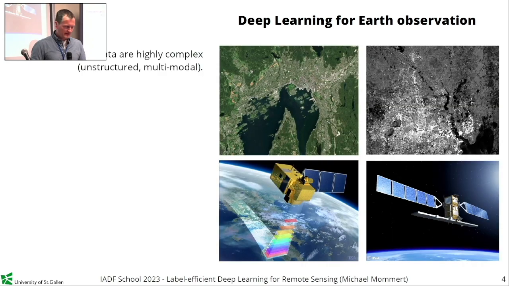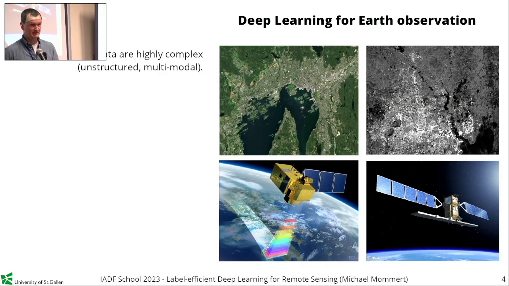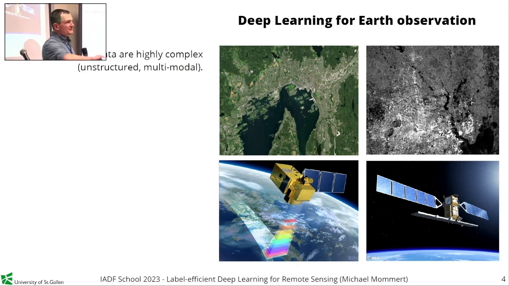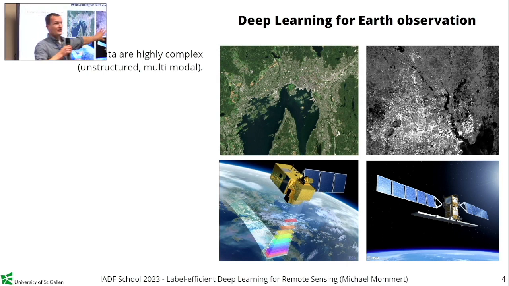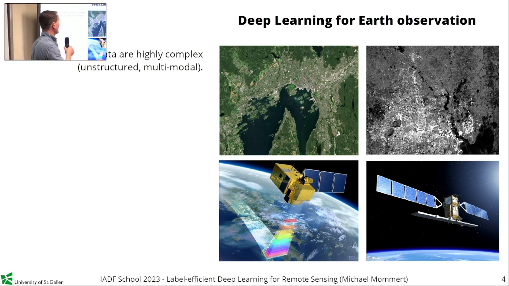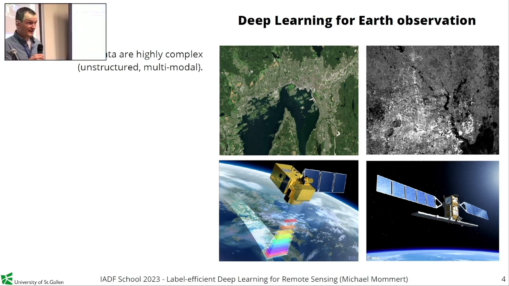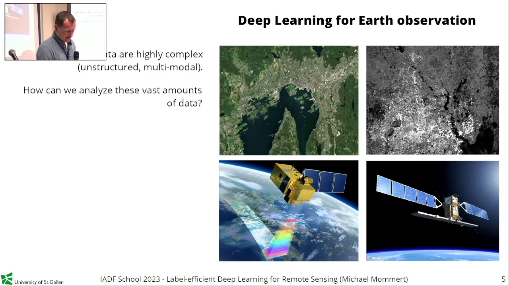So deep learning for Earth observation. As you know, Earth observation data are highly complex, right? So there's a huge amount of data, and there are different data modalities. And many of these data modalities, as you can see here, are image-like data. So you have unstructured data, right? Extracting information from unstructured data is a non-trivial task, so you need some methods that can deal with this type of data and with the amount of data.